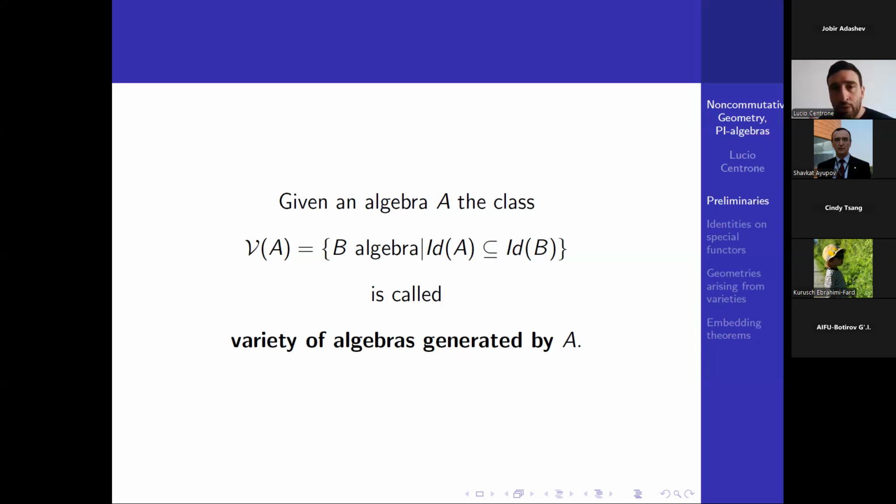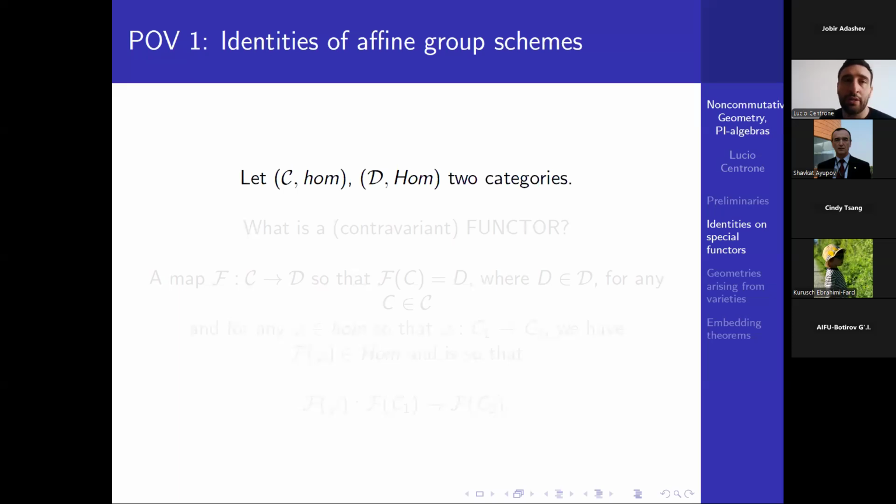And now I would like to propose three new aspects. Okay, let us start off with the first one, identities of affine group schemes. So we have two categories, and we define a contravariant functor.